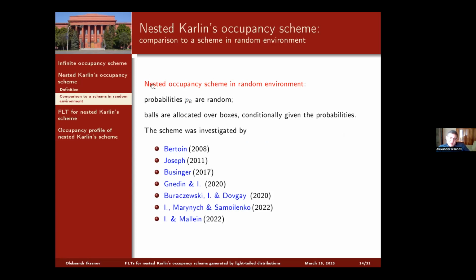I'm talking about nested occupancy schemes in a random environment. This scheme is very similar to Karlin's occupancy scheme. The only difference is that the probabilities p_k are now random rather than deterministic, and balls are allocated over the boxes conditionally given the probabilities. The nested occupancy scheme in random environments was introduced by Jean Bertoin in 2008 and further investigated by Joseph Buzinger, Gnedin, Iksanov, Marynych, Samoilenko, Möhle, and myself.